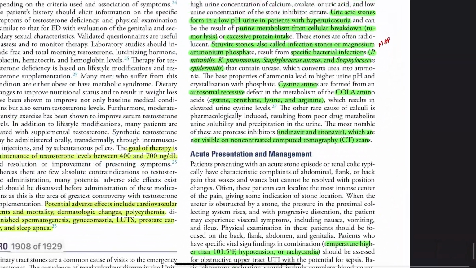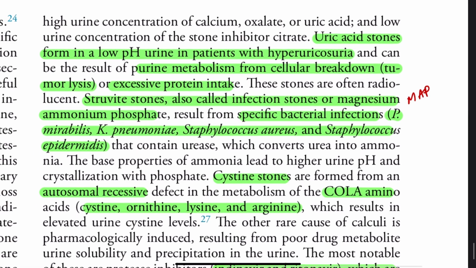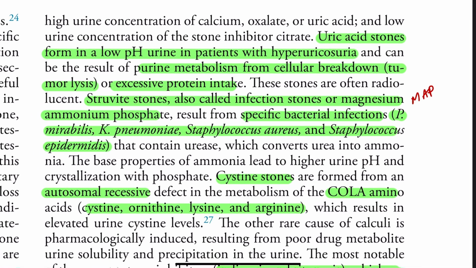Next is uric acid stone. Uric acid stones form in low pH, acidic urine, and in patients with hyperuricosuria. This results from purine metabolism from cellular breakdown, or tumor lysis, or excessive protein intake. So if they ask which stone is related to tumor lysis, it is uric acid.